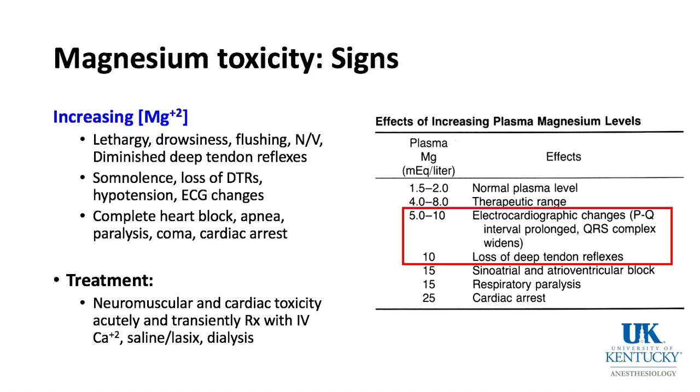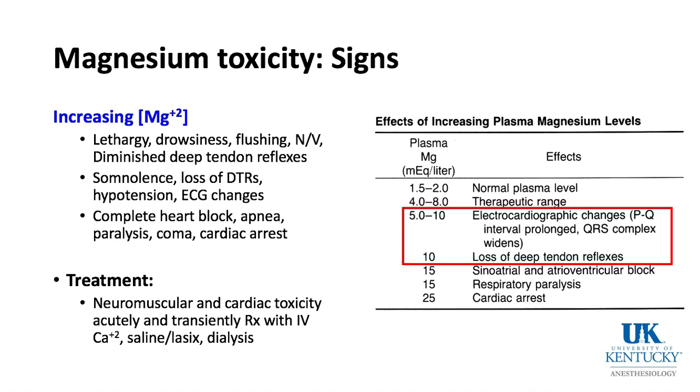So let's look at the graphic at the far right first of the effects of increasing plasma magnesium levels. The normal being 1.5 to 2 milliequivalents per liter, and as the magnesium level goes up, for example, up on the OB floor when it's being used as a therapy, you can actually start to have electrocardiographic changes such as interval prolongation of the PQ interval, the QRS complex starts to widen, and then eventually the deep tendon reflexes go away. And that's one of the things that we monitor in patients who are receiving magnesium intravenously.